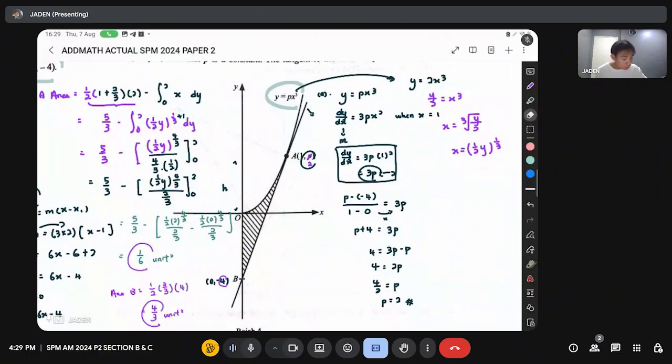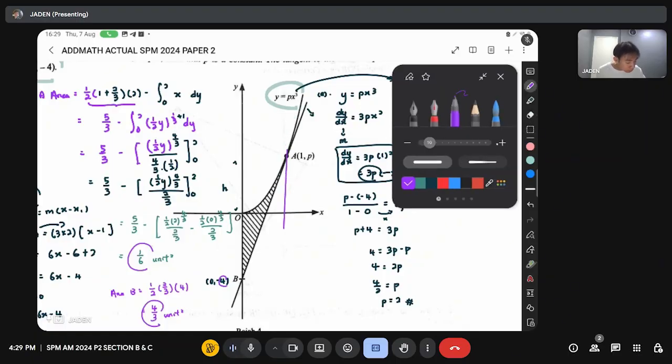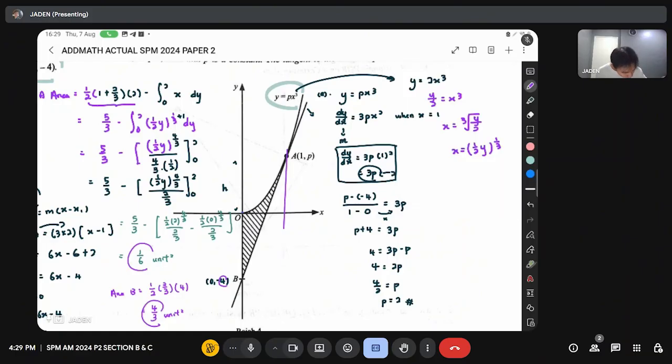Okay, now the C mentions something important. It says the region bounded by the curve and the straight line x equal to 1. So I want you to draw the line here, x equal to 1, and also make it bold for the curve. Okay, now these two lines are considered very important when you are dealing with question C, because they are actually referring to this region. Okay, this entire region rotate about x-axis 90 degree.